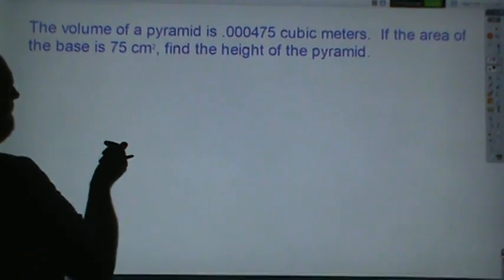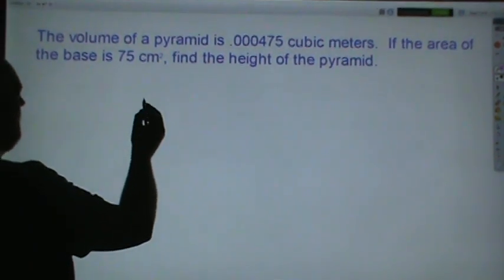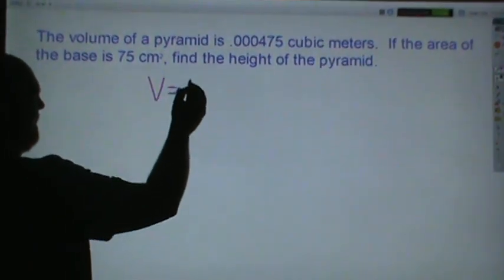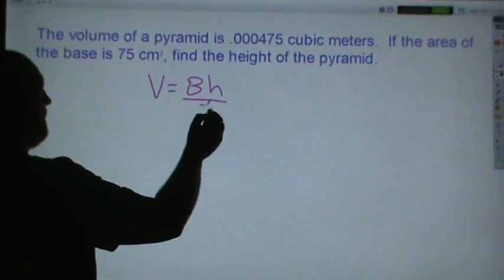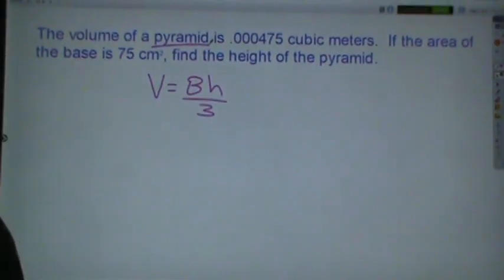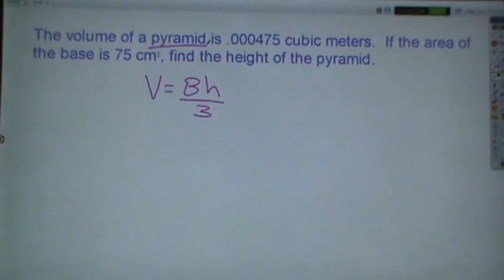I'm a big fan of doing whatever's easier for you. I know that this is a volume formula, so I'm going to have area of the base times height divided by 3 because we have a pyramid. And I'm going to change cubic meters to cubic centimeters.